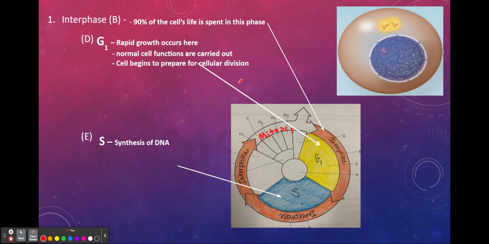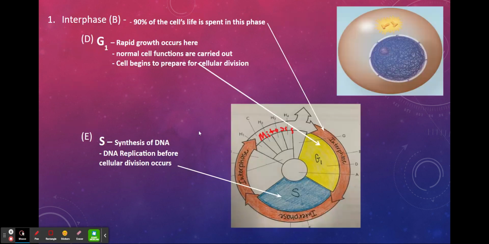Next, normal cell functions are carried out. The cell performs its duties. If it's a heart cell, then it will do the functions necessary, and it begins to make preparations for cellular division. But however, in this part, it's mostly focusing on increasing its size to prepare for cellular division.